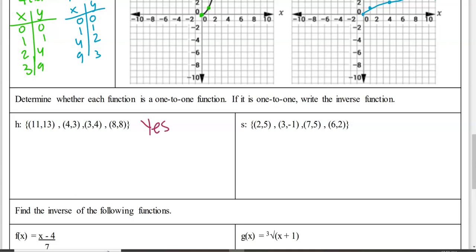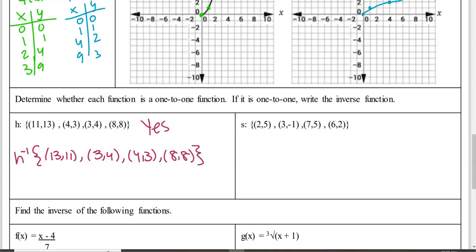My X's are 11, 4, 3, 8. No repeats. My Y's are 13, 3, 4, 8. No repeats amongst the Y's. So when we do the inverse of it, what's my first point going to be? 13, 11. There you go. My next one. All right, next. And then lastly, 8, 8.